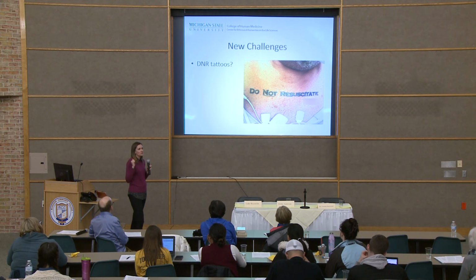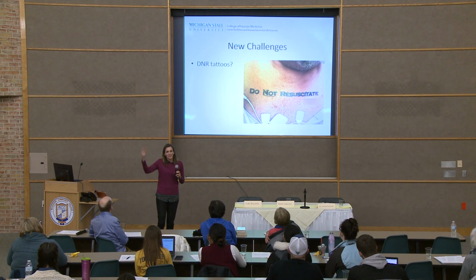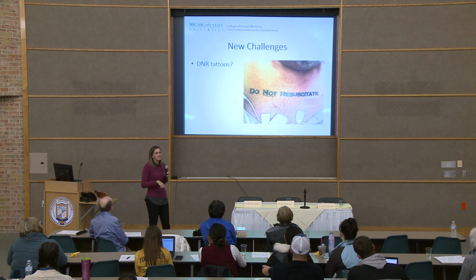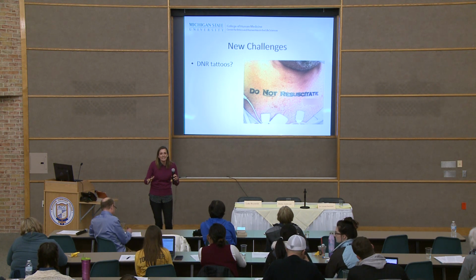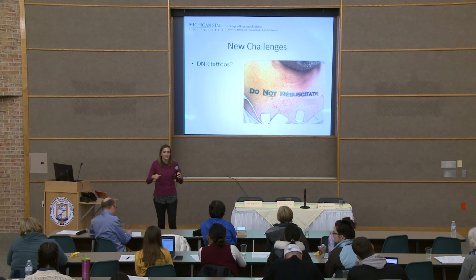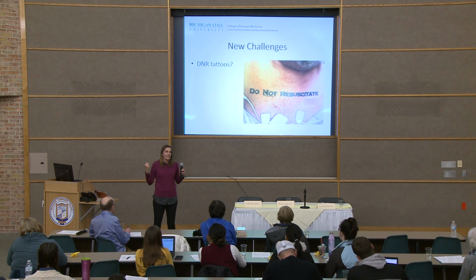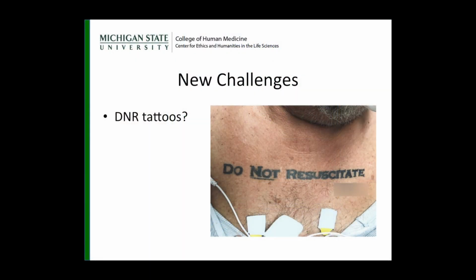Okay, so some fun new challenges. This was a case in the New England Journal of Medicine a couple months ago. Maybe you saw it. A guy comes in to the ED with the paramedics. He's had a heart attack. They rip open his shirt, and he has a DNR tattoo. It looks just like this. This is the actual tattoo, and you can't see it because it's blurred out at the bottom, but that is his signature below it. Wow. What do you do?